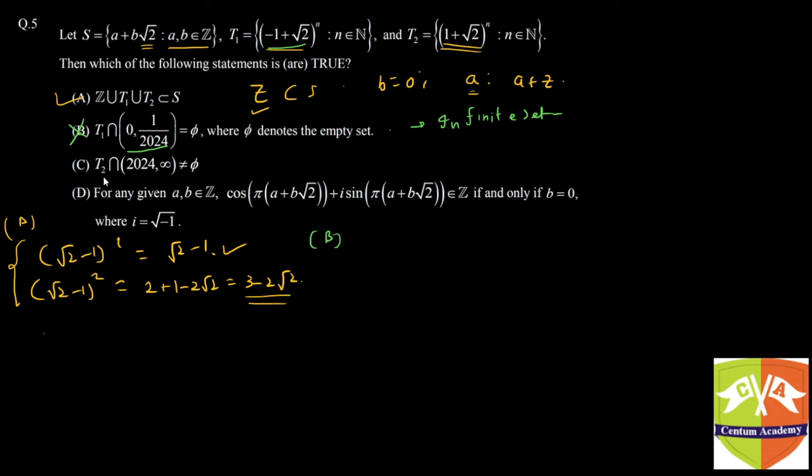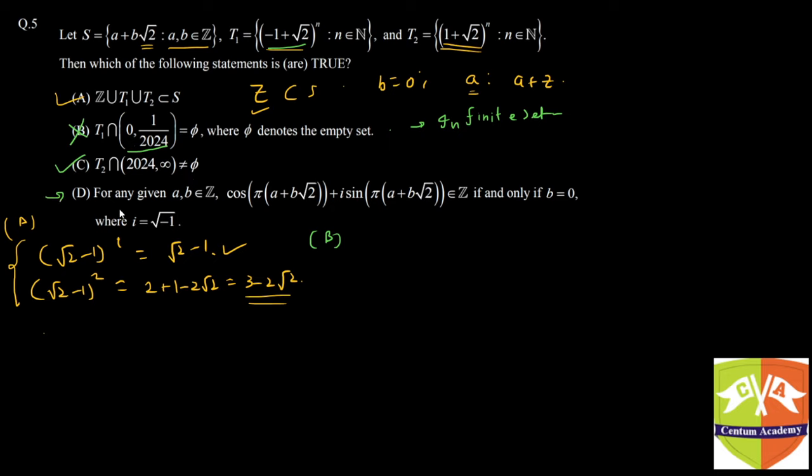How about option C? T2's intersection with (2024, infinity) is not a null set. That is also true. Why? Because root 2 plus 1 is greater than 1, so its higher and higher powers will become higher and higher. As n goes to infinity, this number will go to infinity also. So if you take the interval from 2024 to infinity, this will not be a null set. So this is clearly true. Again, there are infinitely many elements in this set, so the intersection cannot be a null set. A is true, B is false, C is true.